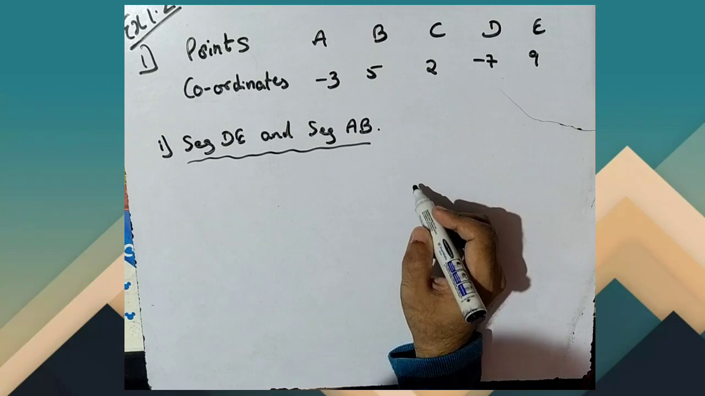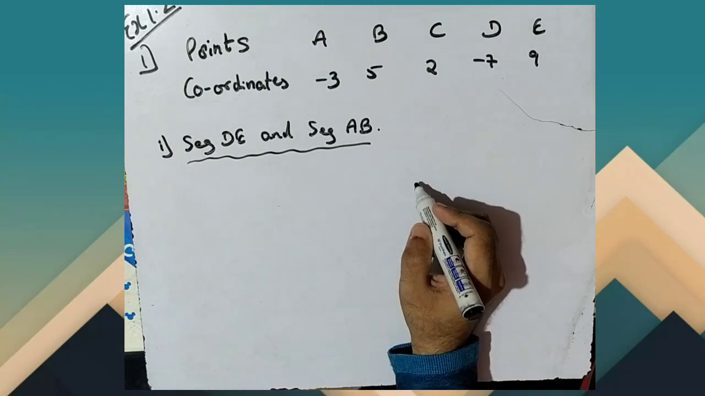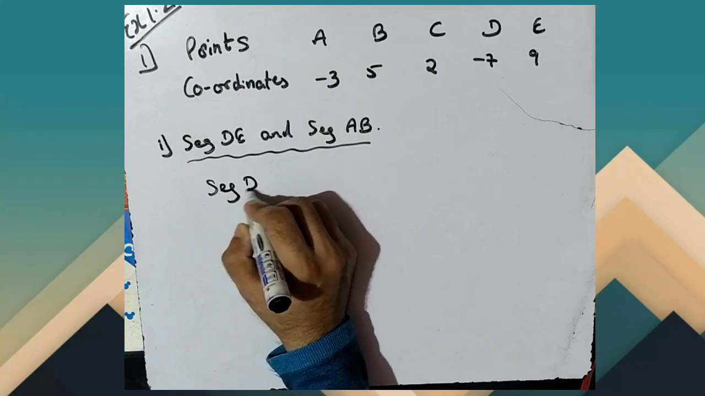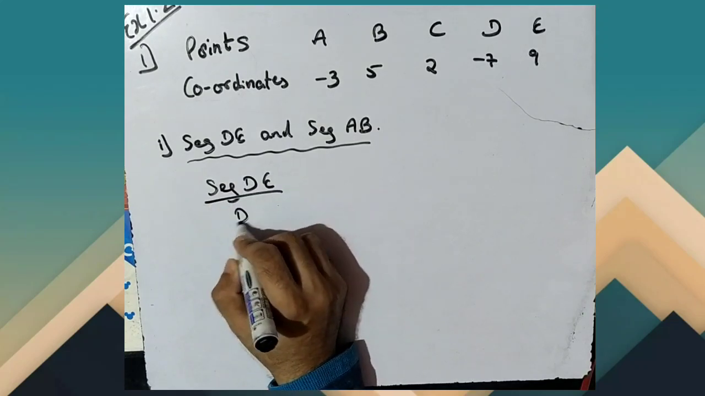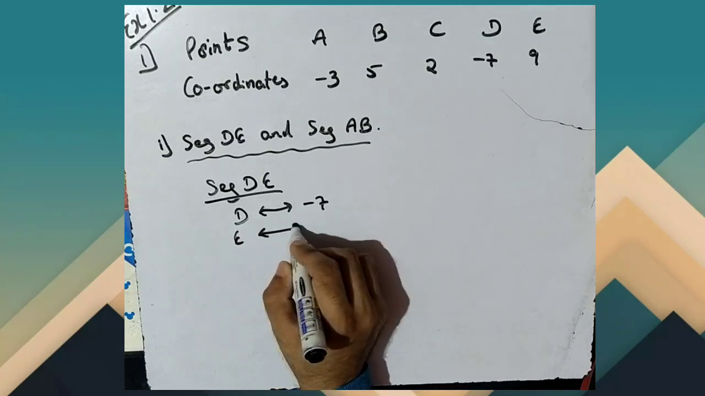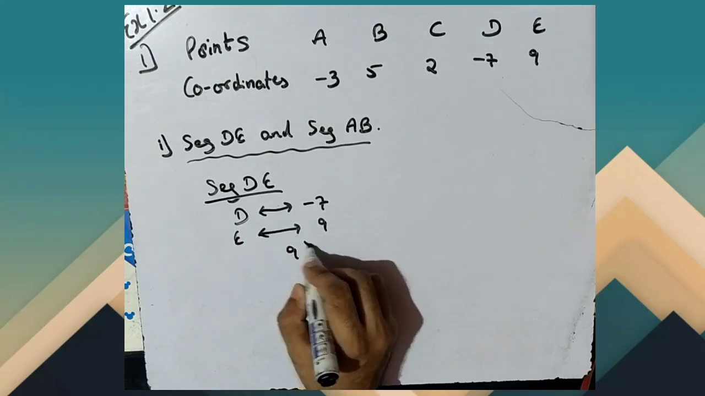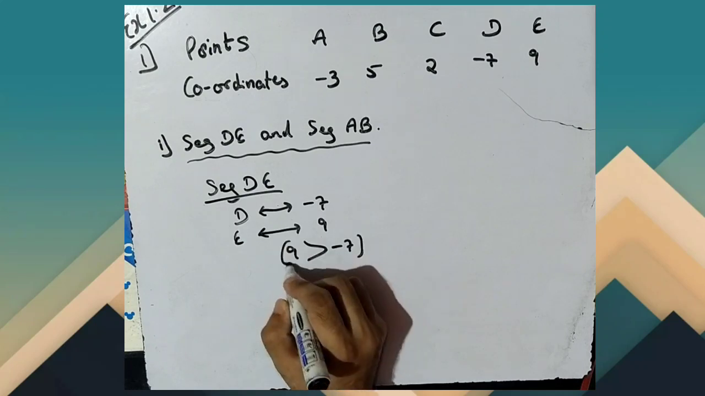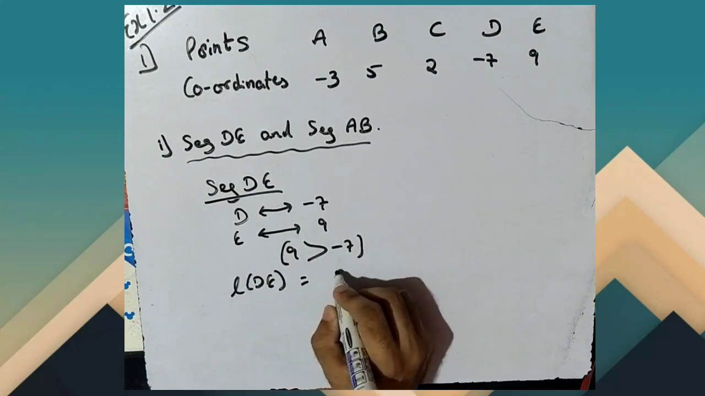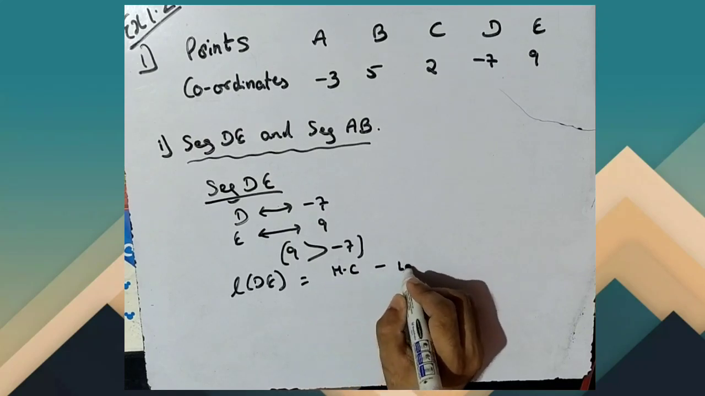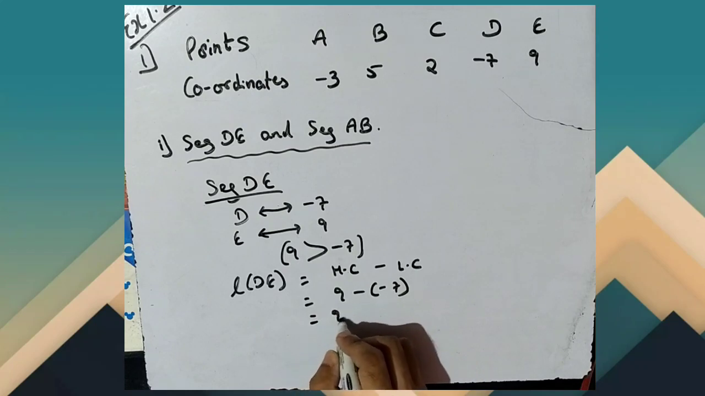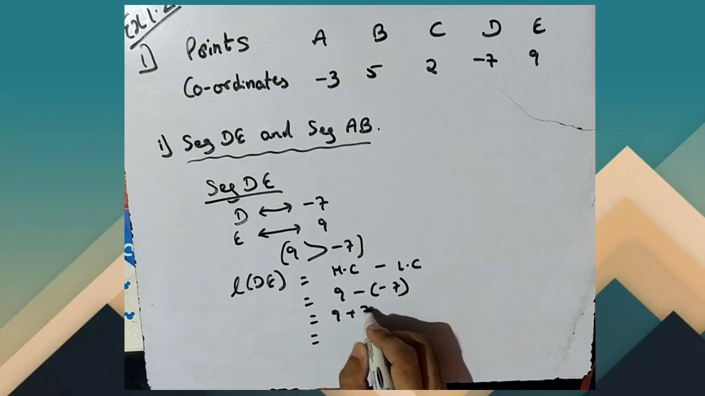First, we will solve the length of segment DE. Segment DE. D coordinate is -7 and E coordinate is 9. 9 is greater than -7. Therefore, length DE will be found out by using the formula higher coordinate minus lower coordinate. 9 minus -7, which will become 9 plus 7, is equal to 16 units.